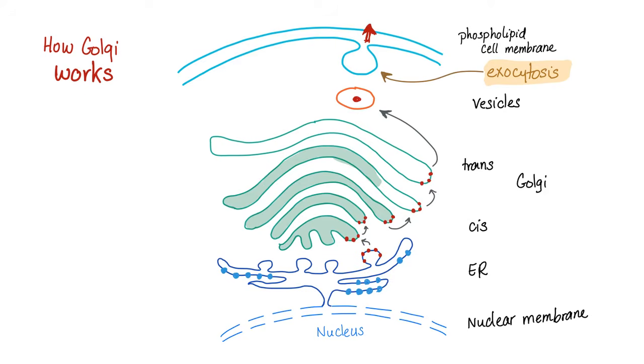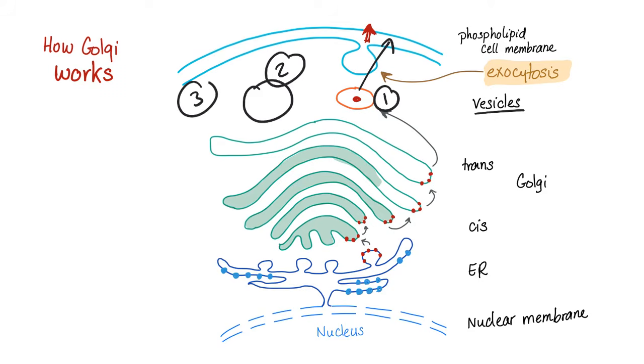Either going outside through exocytosis, or going into lysosomes, or going into cytoplasmic components. So here are the 3 destinations. Number 1, vesicles for exocytosis. Number 2, the famous lysosomes. And number 3, some cytoplasmic components.